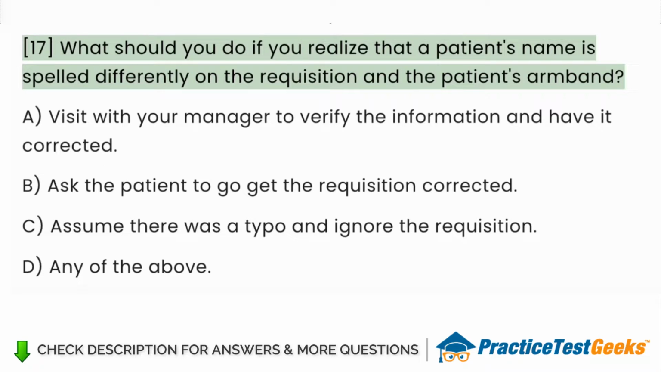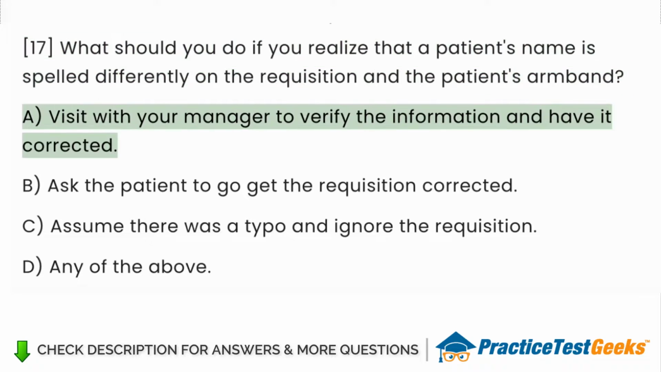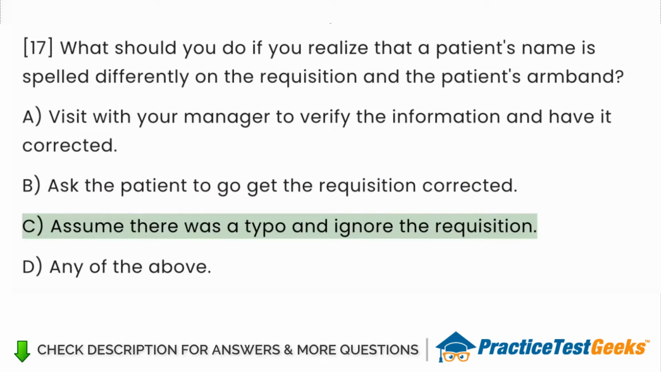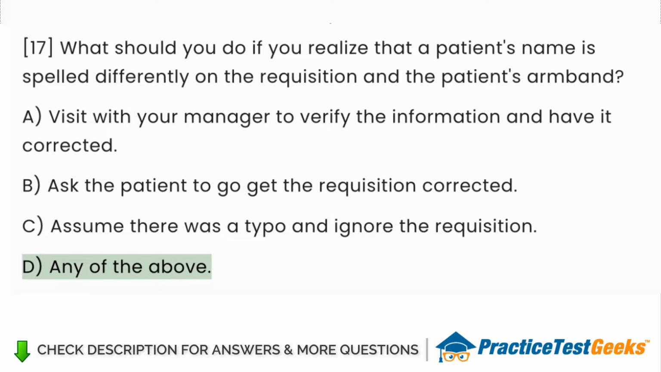What should you do if you realize that a patient's name is spelled differently on the requisition and the patient's armband? A. Visit with your manager to verify the information and have it corrected. B. Ask the patient to go get the requisition corrected. C. Assume there was a typo and ignore the requisition. D. Any of the above.